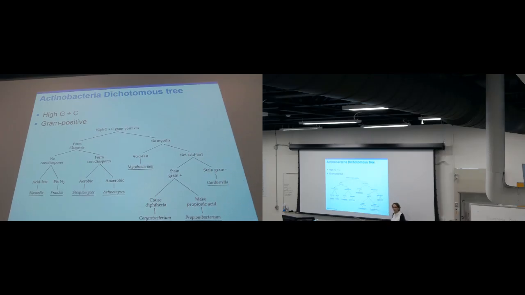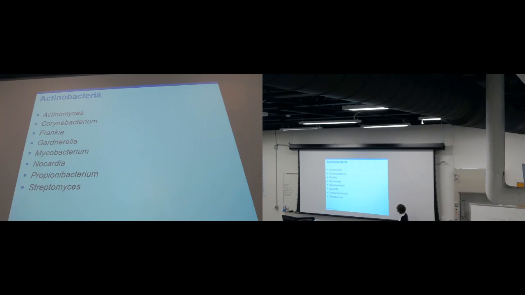And then for these ones that are not acid-fast, you have to add a secondary stain, which is methylene blue, to see the bacteria. Otherwise, you won't see it. It's like safranin for gram stain. And then the not acid-fast bacteria can stain either gram positive or gram negative. If it's gram negative, it will be Gardnerella. And if it's gram positive, it can cause diphtheria like Corynebacterium, or can make propionic acid like Propionibacterium. So here are then the members of actinobacteria, from Actinomyces up to Streptomyces.